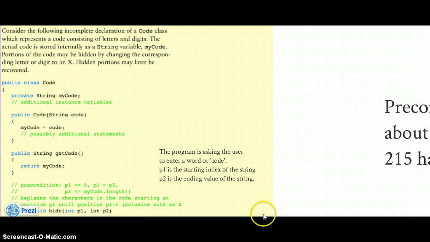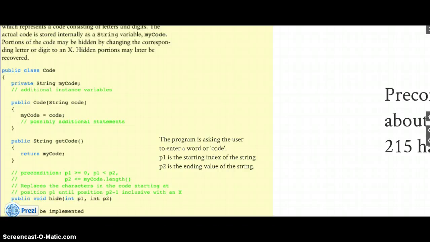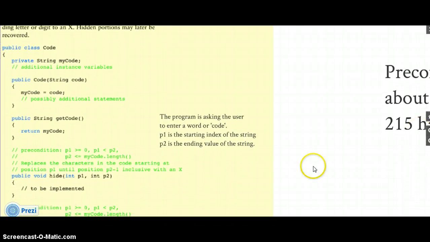Now keep in mind that once you know your preconditions, we haven't started the postcondition yet. It states, as shown here, to replace the characters in the code starting at position p1 until position p2 minus 1 inclusive with an X.